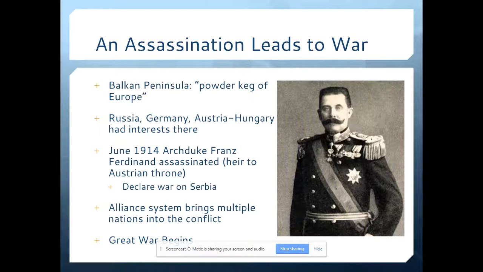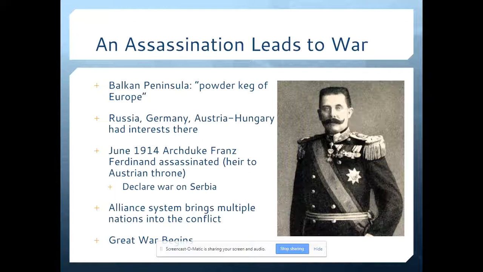So on August 1st, Germany, who's obligated by their treaty to support Austria-Hungary, declares war on Russia, who had jumped in to help the Serbs. And then on August 3rd, Germany declares war on Russia's ally France, and then everyone declares war on each other, and the Great War is officially here, and it's here to stay for a few years.